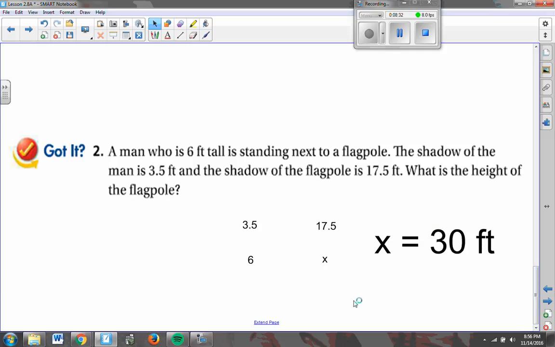If you have questions about solving proportions that you write from similar figures, similar triangles, please make a note to ask me in class tomorrow.